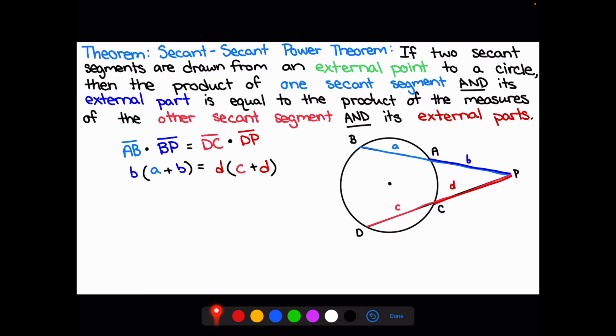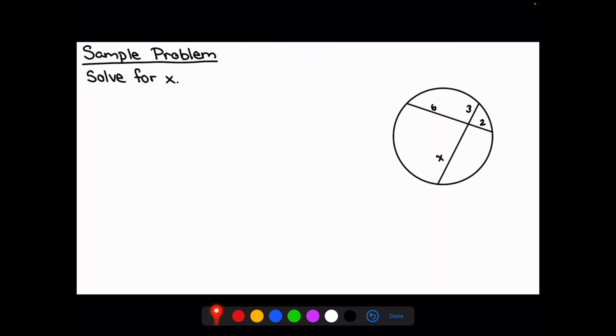Those are the three equations that we'll use. And again, as long as you remember, secant is equal to the outside times the whole thing, and tangent is just squaring that segment, then you'll be good to go with these. So let's go ahead and try some out.